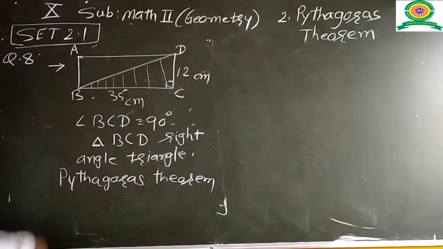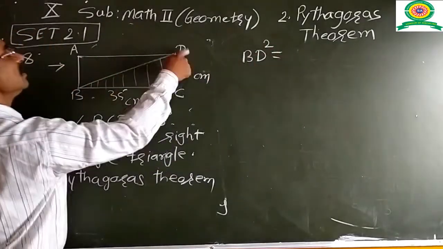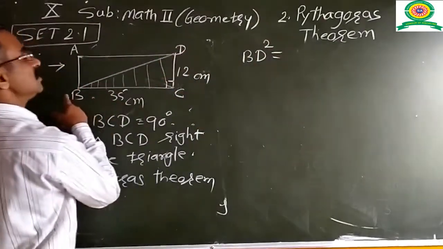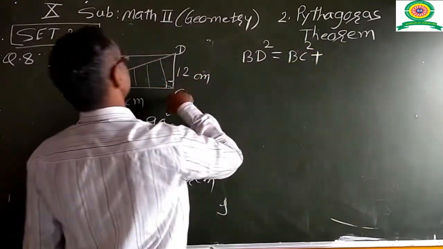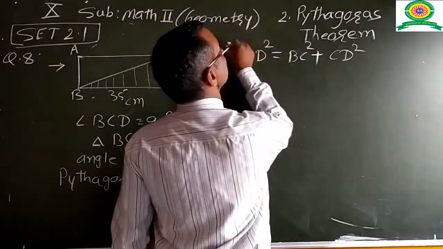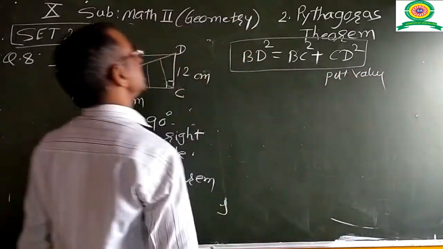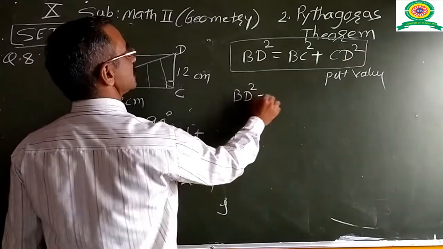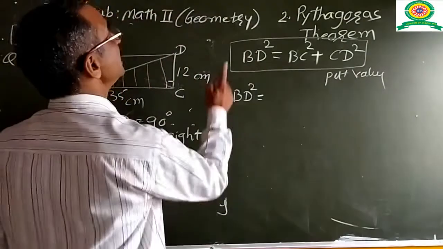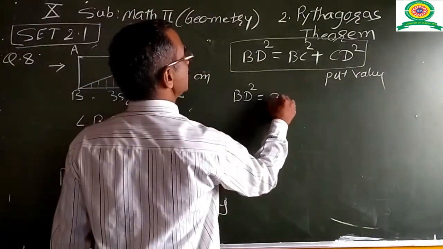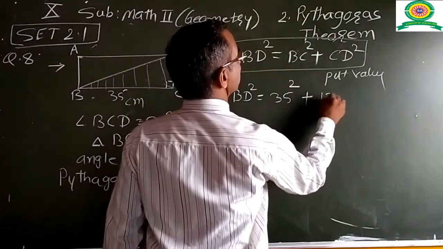what is the Pythagoras theorem? The hypotenuse square is here. Which is the hypotenuse? BD. BD is the hypotenuse. BD square is the sum of the squares of the remaining sides, means BC square plus CD square. By putting values, we do not know BD. We want to find that diagonal. What does the question ask? Find the diagonal. So BD square is equal to BC square. What is the value of BC? 35. Their square. Plus CD square means 12. Their square.